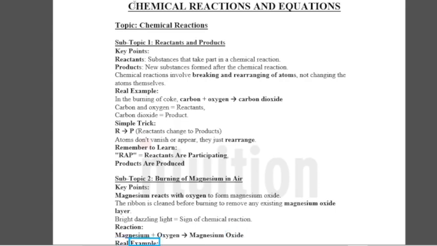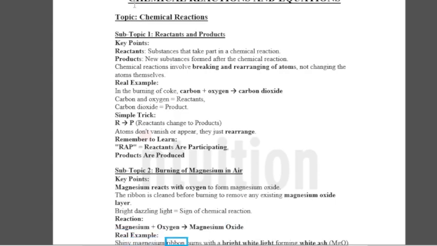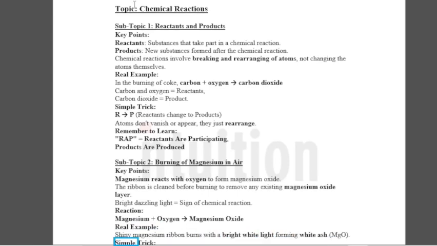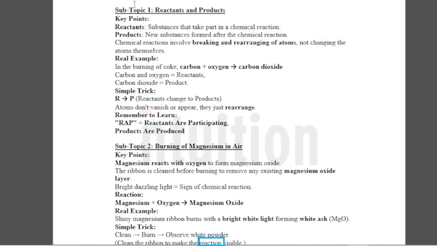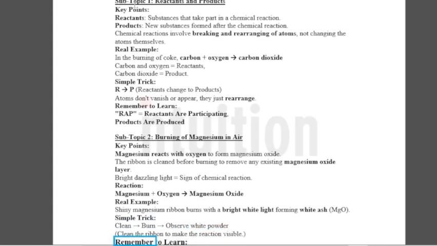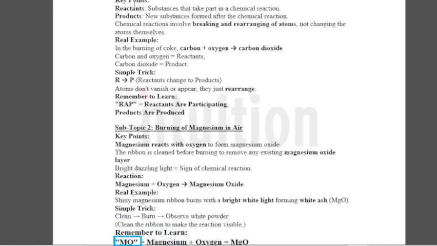Real example: shiny magnesium ribbon burns with a bright white light, forming white ash, MgO. Simple trick: clean burn. Observe the white powder. Clean the ribbon to make the reaction visible. Remember to learn: MO, magnesium plus oxygen gives MgO.